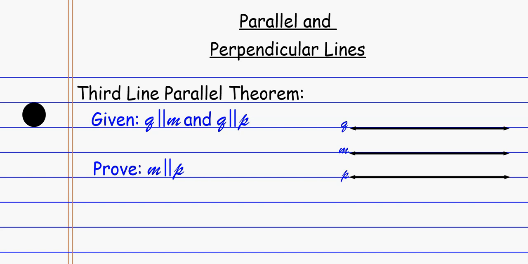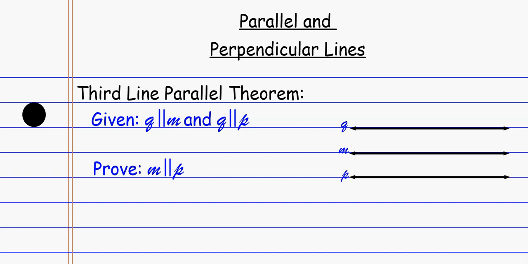Okay, so when we have parallel lines, what does that tell us about other parallel lines? Or what if we have perpendicular lines? What does that tell us about whether or not lines are parallel? That kind of stuff. All right. So coming to the ins and outs of these relationships, the first one we're going to look at is the third line parallel theorem.